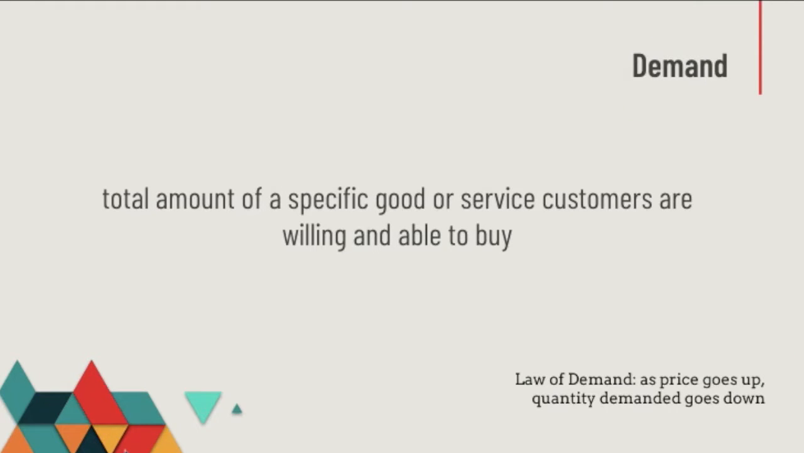Demand is going to be the total amount of a specific good or a service customers are willing and able to buy. And the law of demand is going to say as price goes up, quantity demanded goes down. So there's an inverse relationship. And the graph, when we get to the supply and demand drawing, is going to be downward sloping.